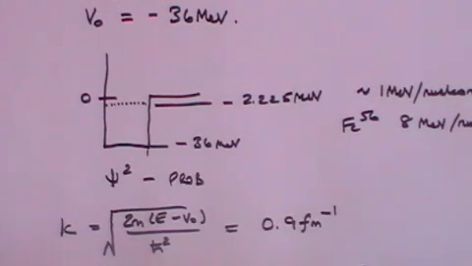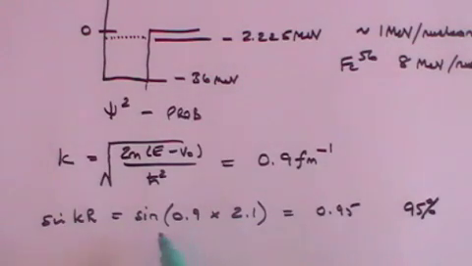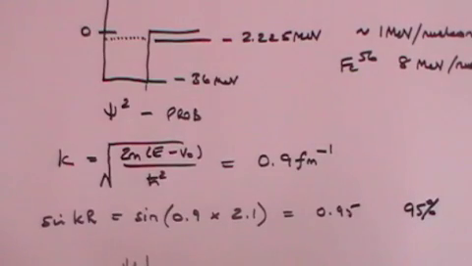0.95, which means that's 95% of the, let's put that there. Let's do it again. Sine KR is the sine of K, which is 0.9, times capital R, which is 2.1. And when you evaluate that, that comes out at 0.95, which is 95%. In other words, the wave function is 95% of its maximum at capital R. So if I draw the wave function against R, there's the wave function. There is R, the boundary of the square well.